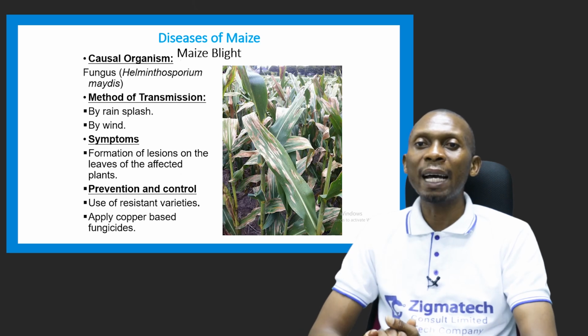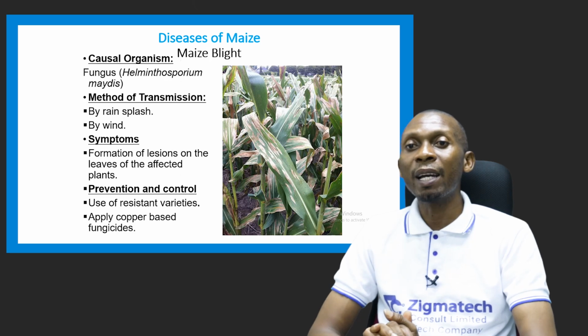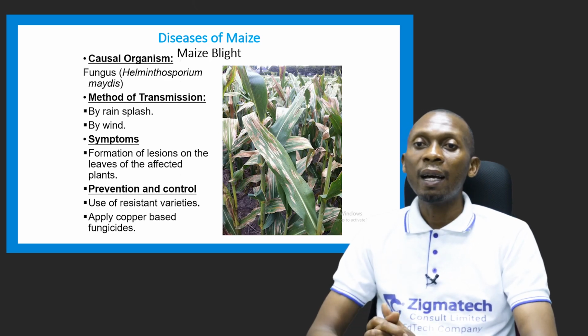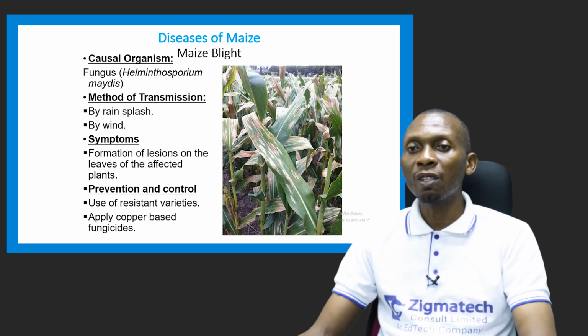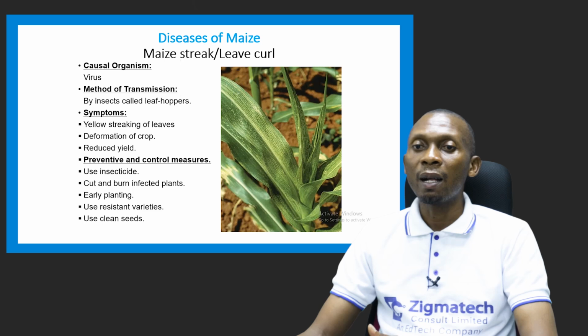We have maize blight, which is a fungal disease, Helminthosporium maydis, transmitted by rain splash and wind. The symptoms you can see are lesions on the leaves. You can see these are lesions on the leaves of the plant, and you can control it by using resistant varieties or applying copper-based fungicide.